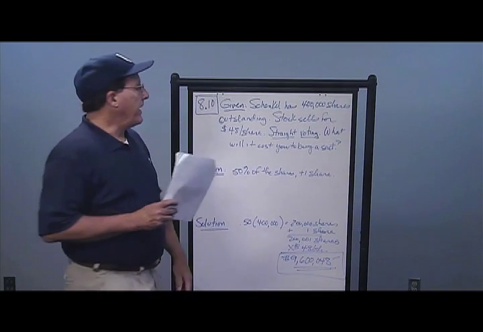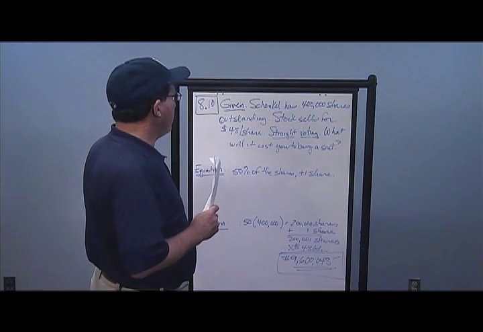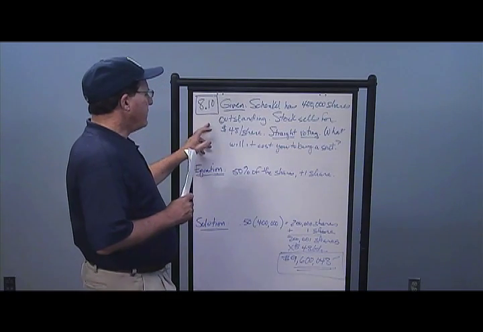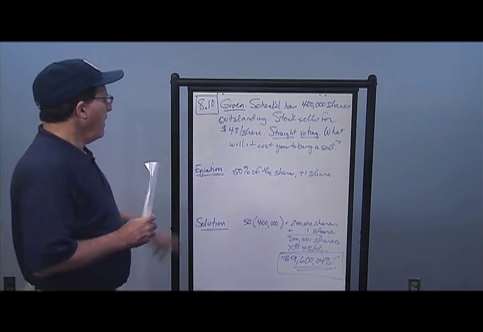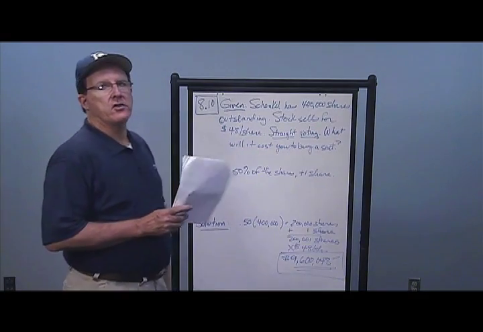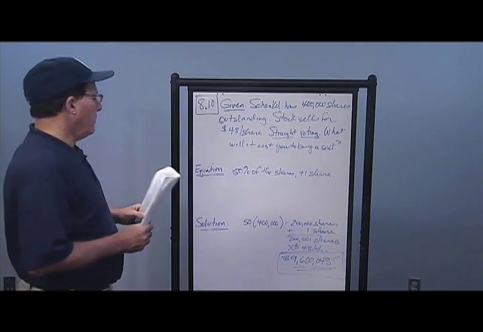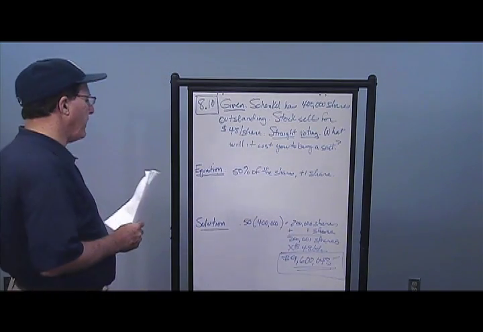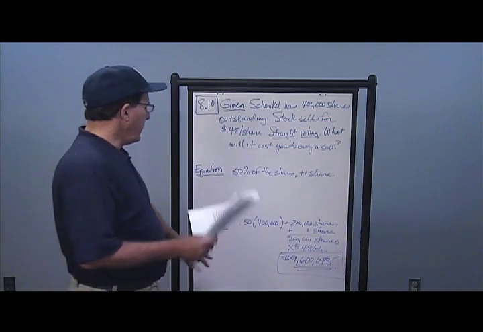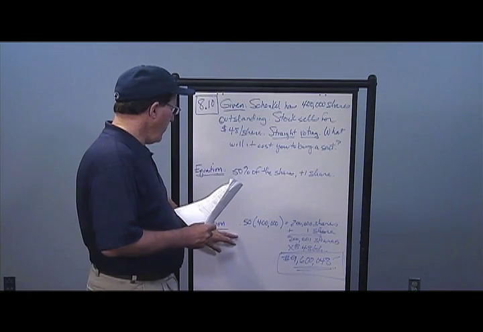In problem number 10, Schenkel has 400,000 shares outstanding. Their stock sells for $48 a share. They are in straight voting mode. What will it cost you to buy a seat on the Schenkel Corporation Board of Directors? You need 50% of the shares plus one share, and that's because it's straight voting. So if you have one more share than everyone else, you're in.